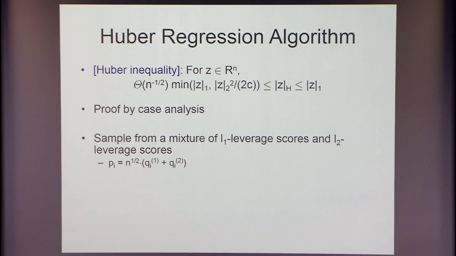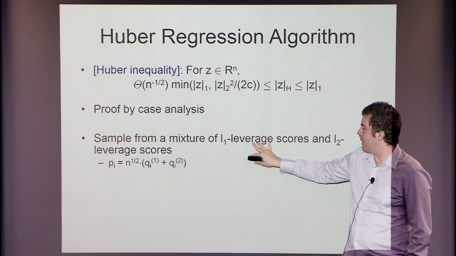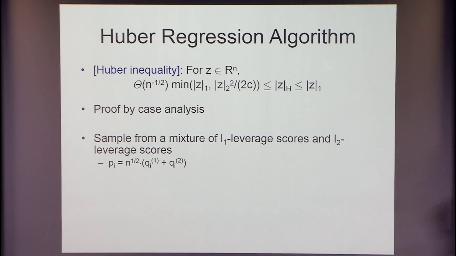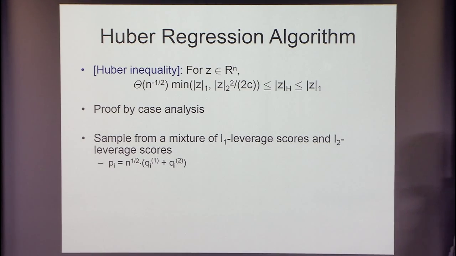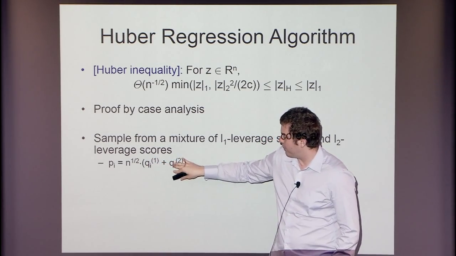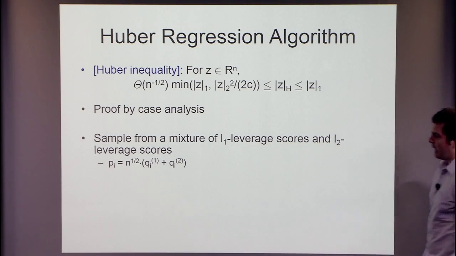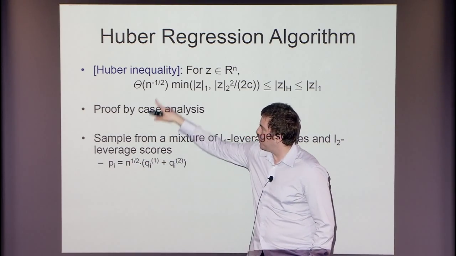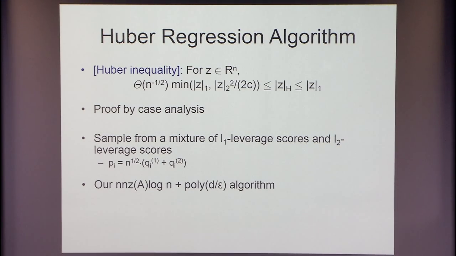And so this suggests a very natural algorithm. What we can do for Huber regression is sample from a mixture of a distribution defined by the L1 leverage scores, which I just said that you can do this for any LP, and the L2 leverage scores, which were these row norms in an orthogonal basis. So if I let qi1 be the sampling probability of row i for the L1 and qi2 the sampling probability of row i for the L2, then I just sample from this mixture of these two probabilities. And I need to oversample by a root n factor to compensate essentially for this loss in the inequality. But it doesn't matter because we just get a very simple recursive algorithm.